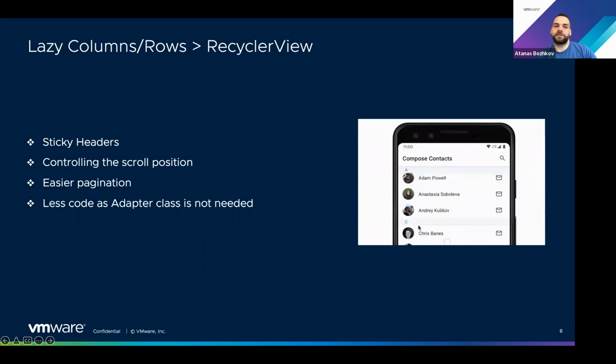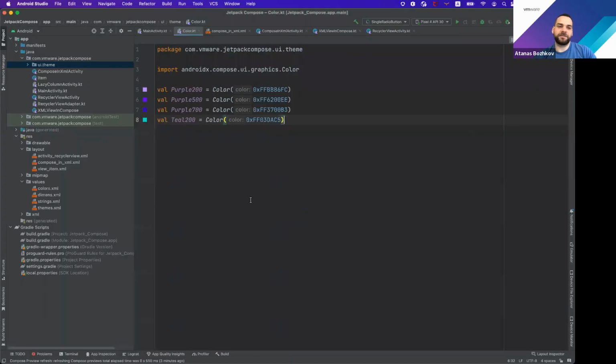Also, with these lazy columns and rows, we have much better control of the scroll positions, which are usually a lot trickier with standard RecyclerViews. There's also easier pagination, and as I said, there's a lot less code written to create a list of items, because basically the adapter class is not needed. So we can switch to the demo now for this specific thing.